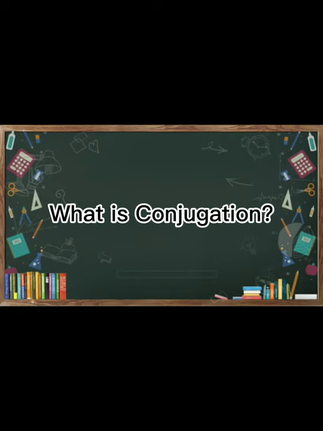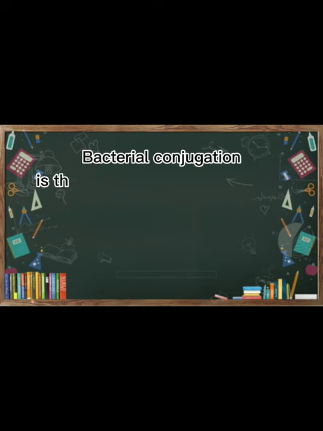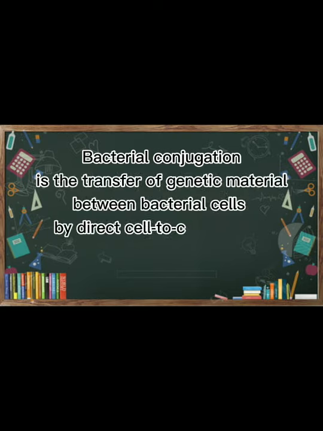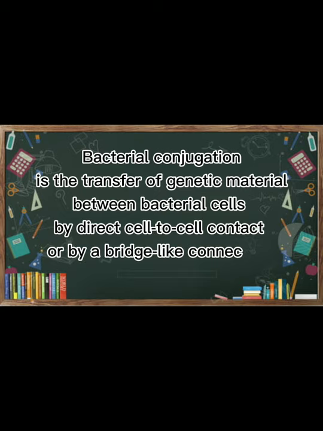What is conjugation? Bacterial conjugation is the transfer of genetic material between bacterial cells by direct cell-to-cell contact or by a bridge-like connection between two cells.